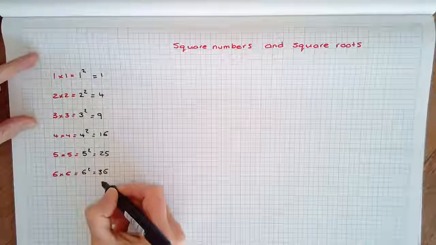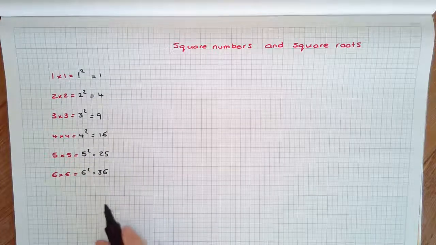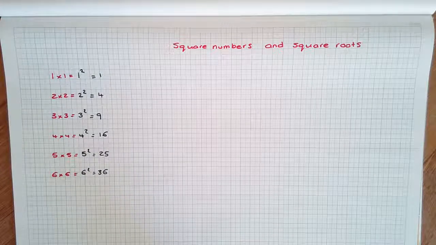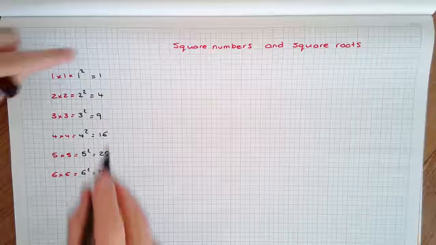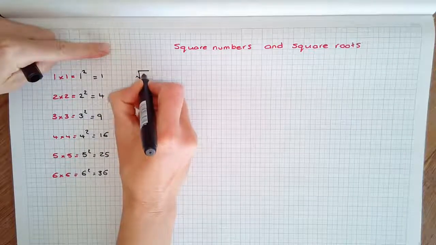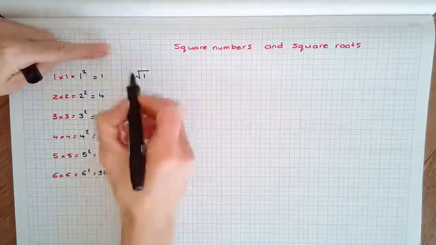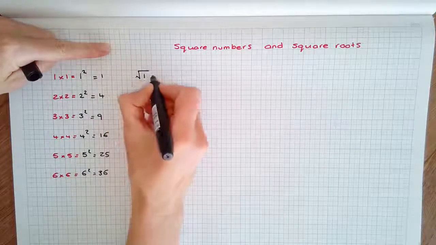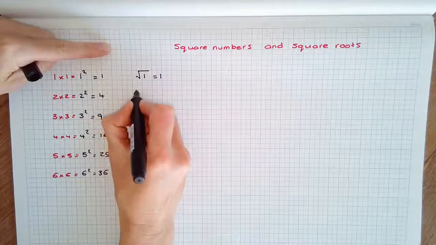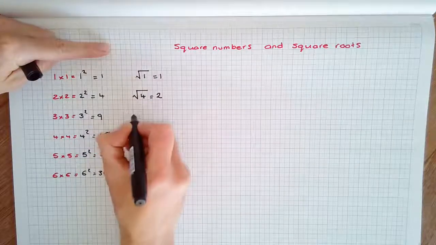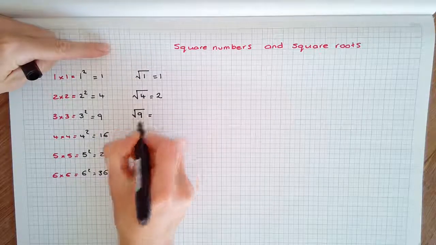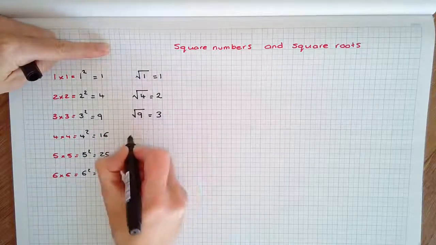The list of square numbers are really useful to get familiar with, and you can obviously keep going. Now, square roots are the opposite of squaring. You ask yourself what number is multiplied by itself to give the number under the square root. For instance, if we had the square root of 1, this being the square root symbol, what number multiplied by itself gave 1? Well, that was 1. The square root of 4, what number multiplied by itself gave 4? Well, that is 2. What number multiplied by itself gave 9, 3, etc.